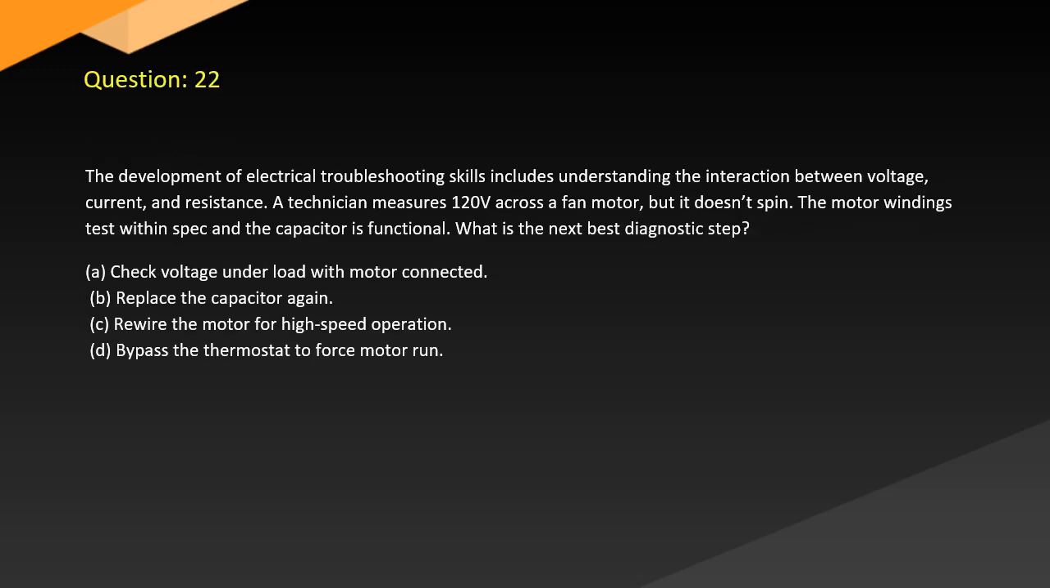Question 22. The development of electrical troubleshooting skills includes understanding the interaction between voltage, current, and resistance. A technician measures 120 volts across a fan motor, but it doesn't spin. The motor windings test within spec and the capacitor is functional. What is the next best diagnostic step? A. Check voltage under load with motor connected. B. Replace the capacitor again. C. Rewire the motor for high-speed operation. D. Bypass the thermostat to force motor run.